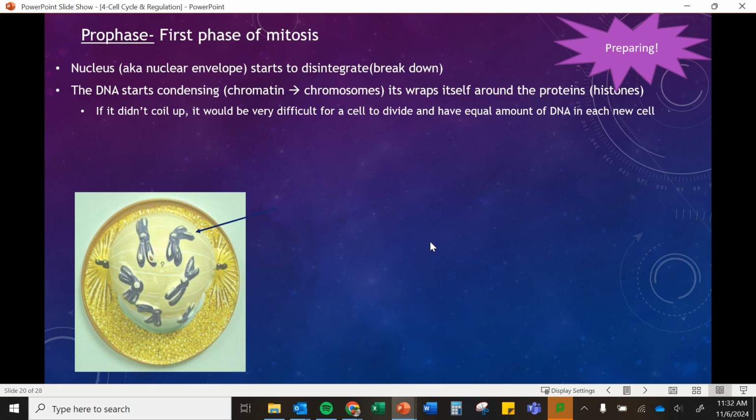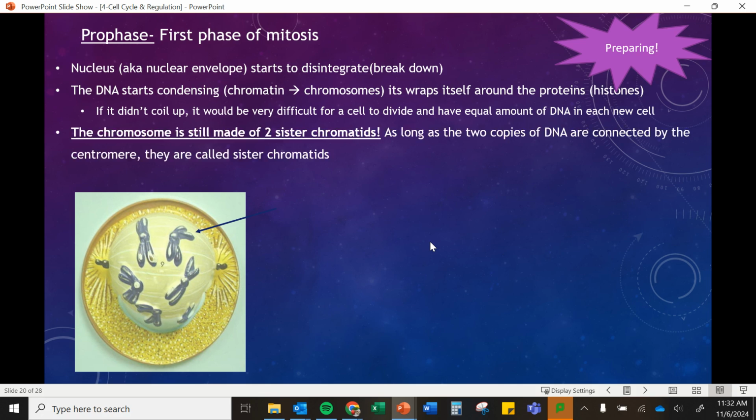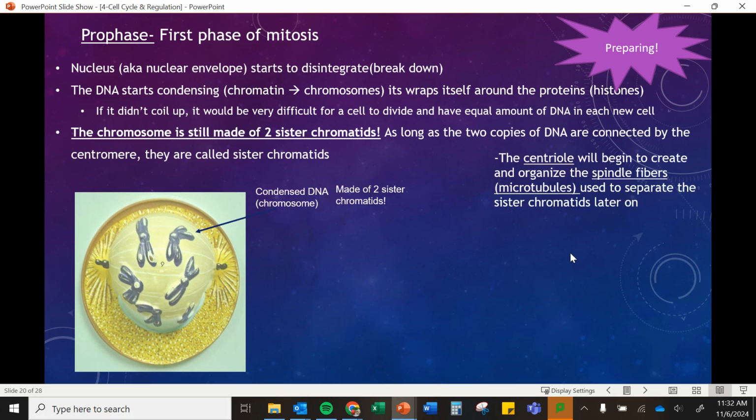Okay, so if it didn't coil up, it would be really hard to make sure that we have the DNA going in the correct places because the DNA is all spread out. We want to package it in nice little bundles to make it easy to move. So the chromosome here is still made of two sister chromatids. They're just now condensed.